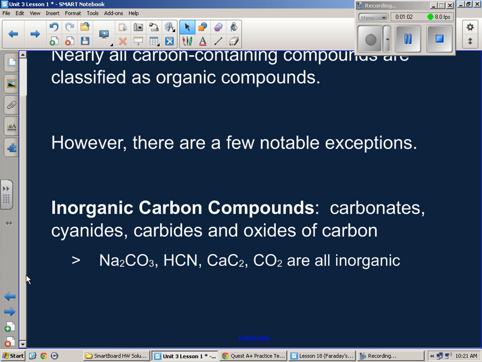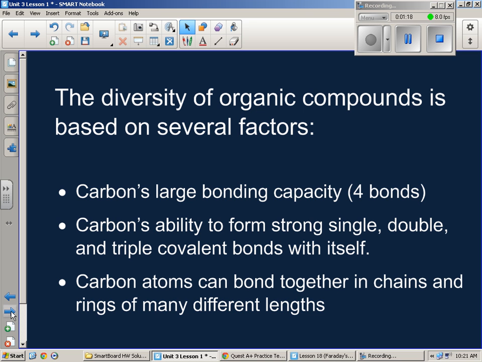Okay, here's some examples of inorganic compounds. So sodium carbonate, hydrogen cyanide, calcium carbide, and carbon dioxide, for example, are some that are not organic. Okay, like I said, make sure you know that because I guarantee you that's going to be a question. Always is, always will be.